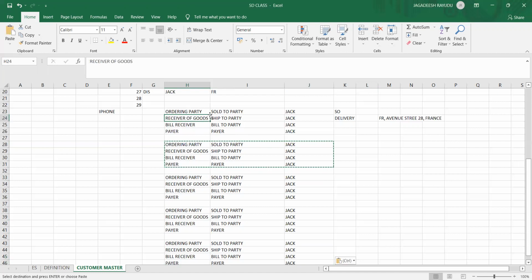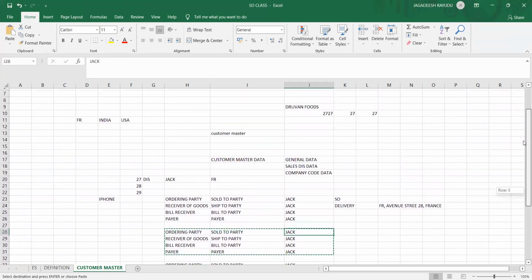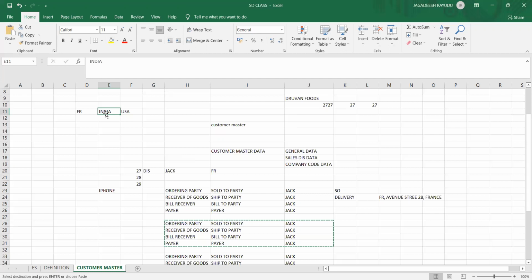First case is clear. Jack is the person who orders, assume the iPhone, or else let's take our example only, chocolates and biscuits. He orders, he is the sold-to, the ship-to, the bill-to, and the payer. Let's take the Indian scenario. He has distribution units in three places. Suppose he has one in India. Jack actually ordered from our company, so he is the sold-to.